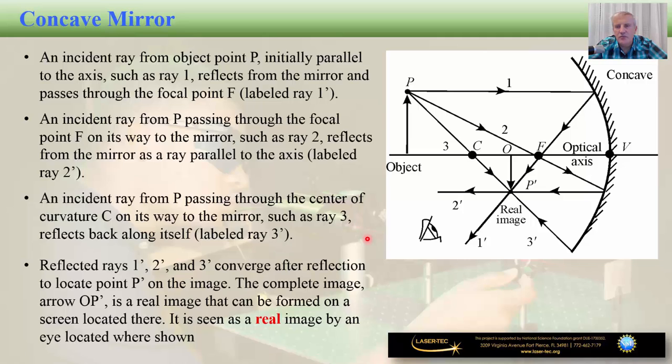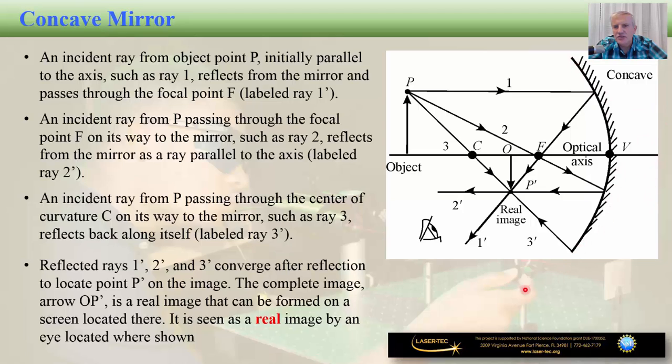So this is a very important slide. You're going to be tested on this. So it's very important to fully understand the technique of ray tracing, which is the graphical technique used to establish the mirror image of an object in the case of a concave mirror. So what we have here is a picture. You can see a concave mirror here.